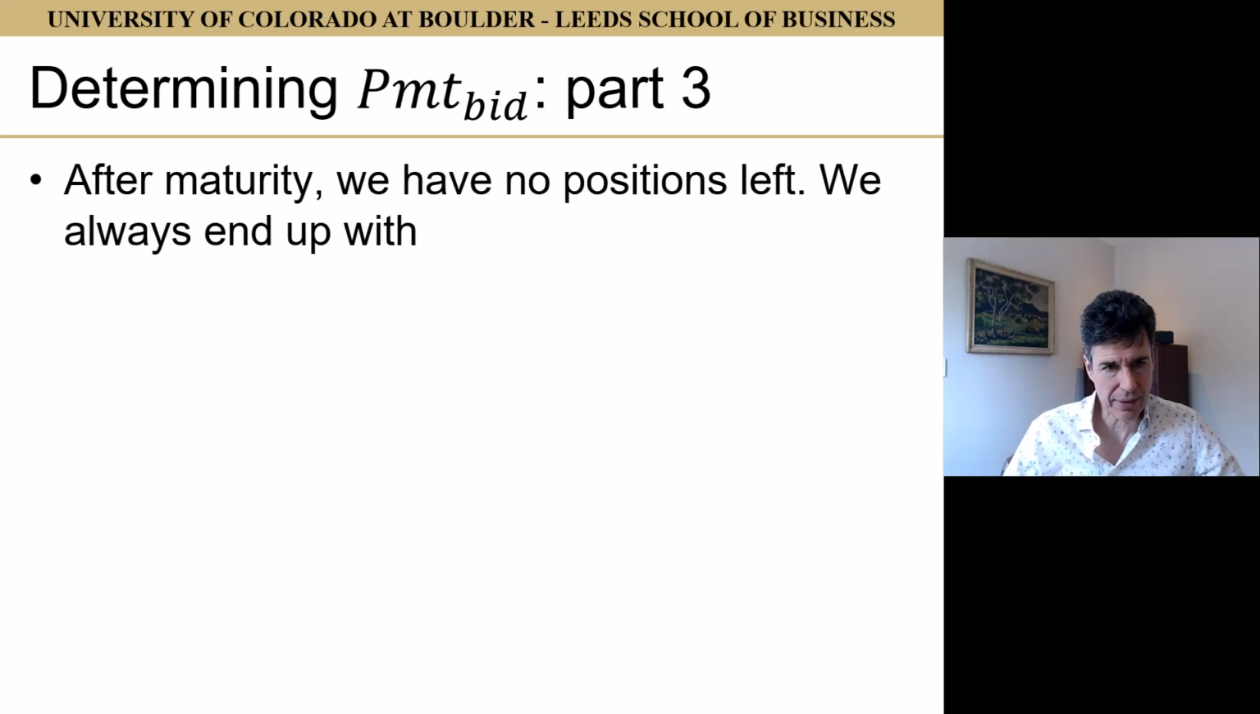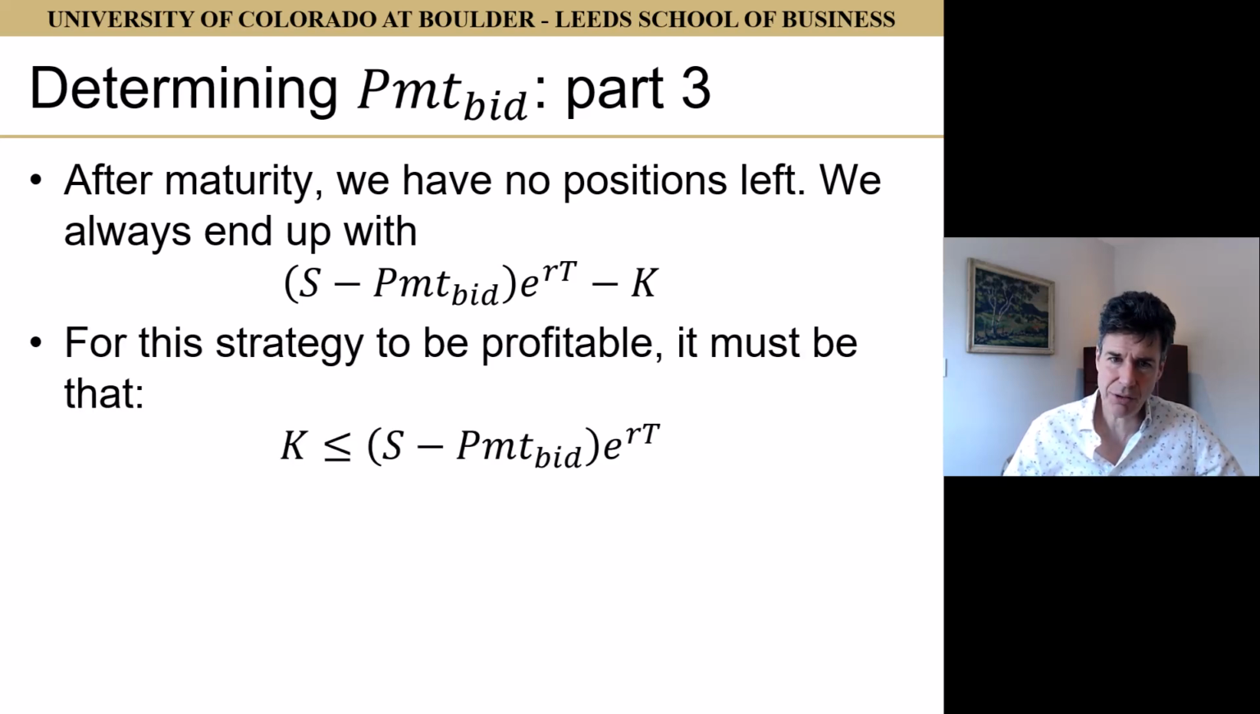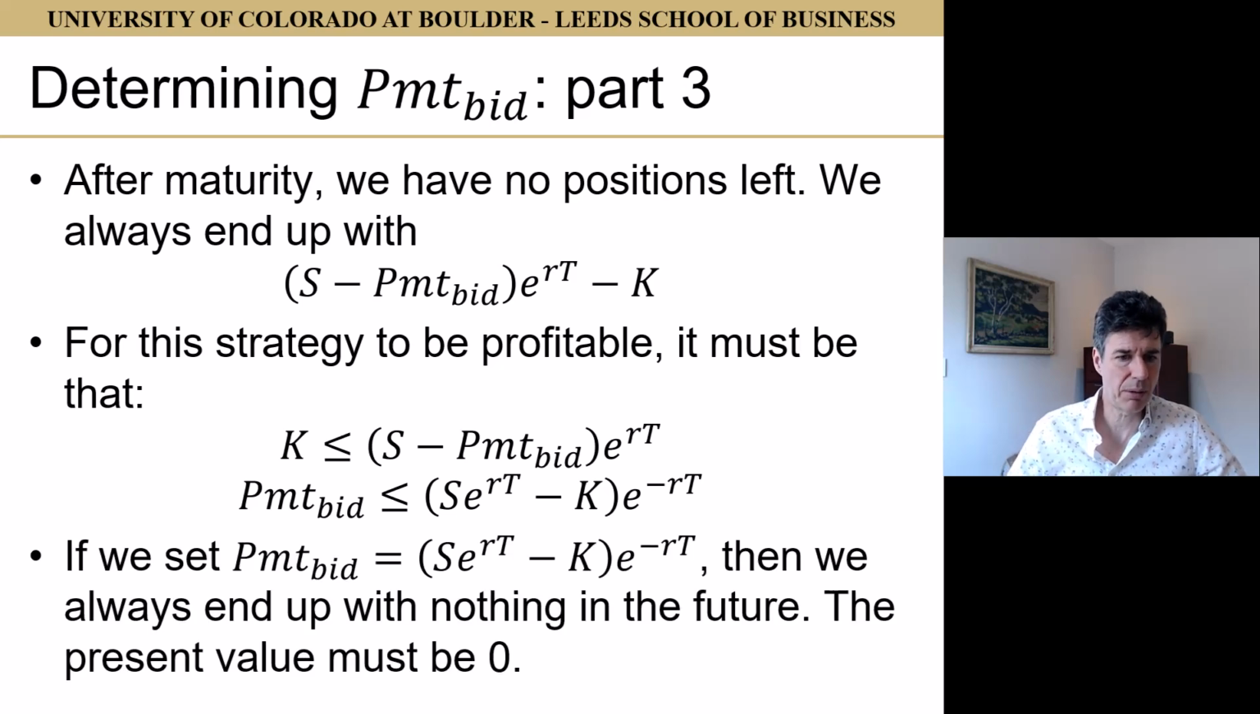At maturity, we have nothing left, and we always end up with S minus payment bid, the quantity, e to the RT, minus K. For this strategy to be profitable, we need K to be less than S minus payment bid, e to the RT, or payment bid is less than or equal to the quantity S e to the RT minus K, e to the minus RT. And if we set payment bid equal to that quantity, we always end up with nothing in the future, and the present value must be 0.